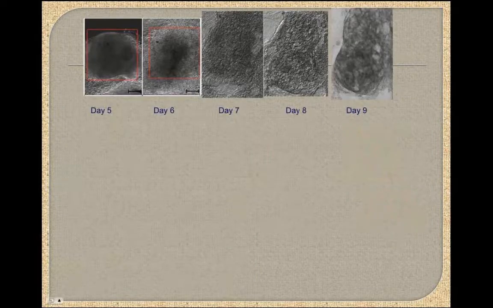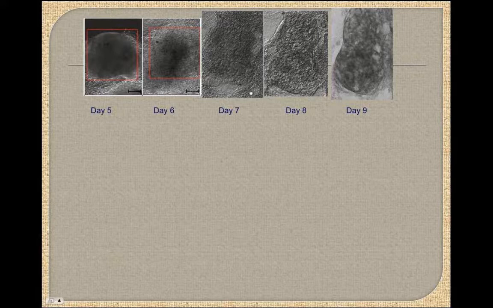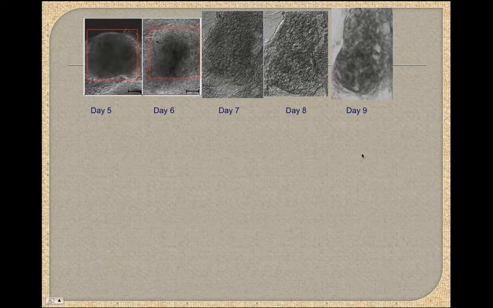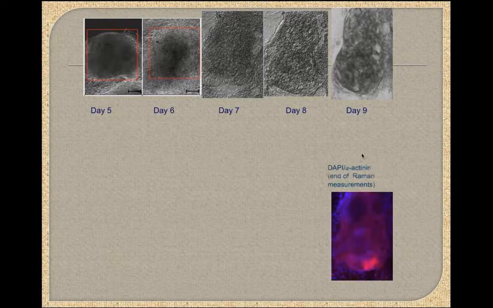Here I'm showing some images taken of these embryoid bodies on the microscope. So day 5, day 6. Now on day 7, we already spotted one of the embryoid bodies starting to beat. You can see it in this region here. At day 8, the beating was stronger, indicating more cardiomyocytes. By day 9, the entire aggregate was beating. We also did fluorescence staining at the end of this experiment. We fixed the cells, and we see a strong expression of alpha-actinin. So now let's see the Raman spectra, which were taken at each time point.